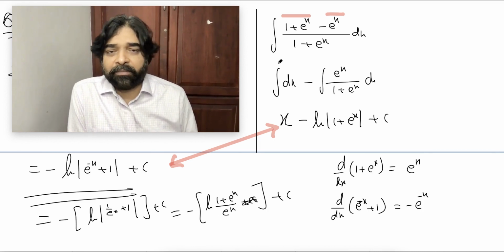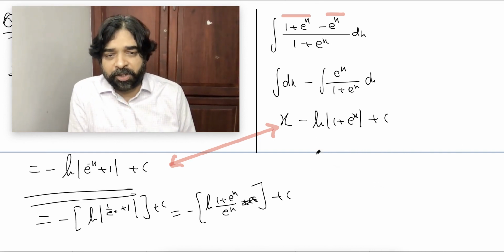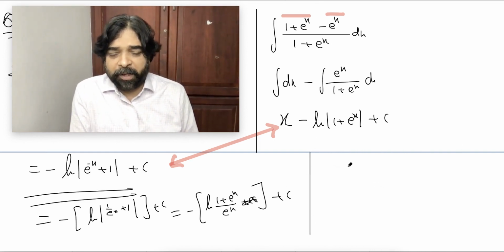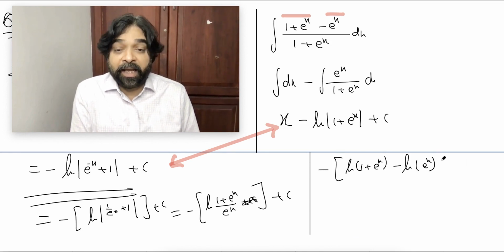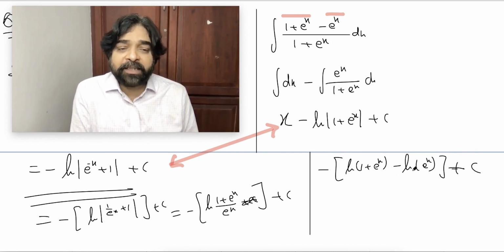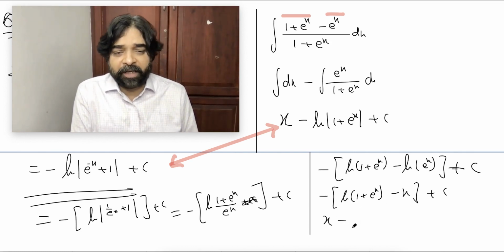Mod, no need. If you want to keep mod, keep it, but no need because e power x is always positive. So this will become minus ln 1 plus e power x minus ln e power x, because ln a by b equals ln a minus ln b, plus c. Then minus multiply. Ln e power x means what? x into ln e, and ln e is 1. So I'll get minus ln 1 plus e power x minus x plus c. If you multiply the minus, you'll get x minus ln 1 plus e power x plus c.